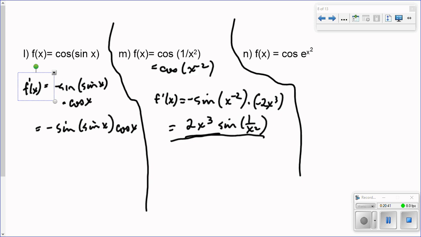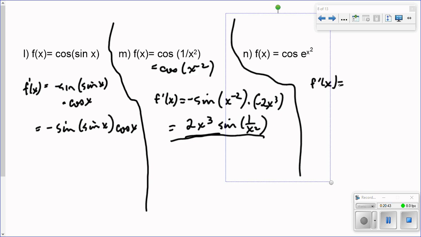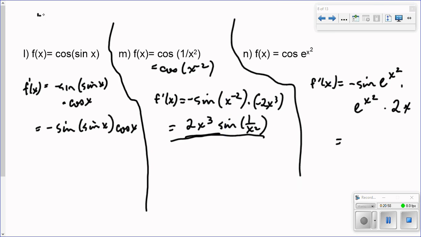Okay, next one here, f at x. The derivative of cos is negative sine e to the x squared. The derivative of e to the x squared is e to the x squared, and then the derivative of x squared is 2x. So my resulting function is negative 2x e to the x squared multiplied by the sine of e to the x squared.